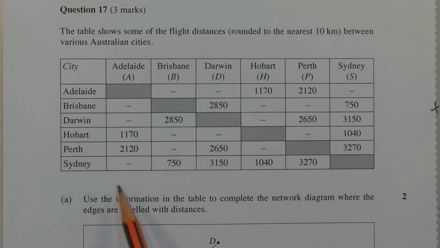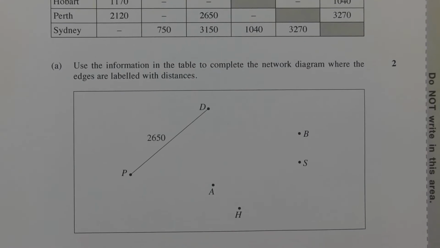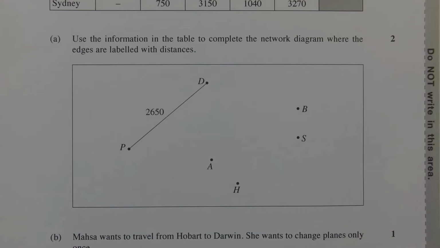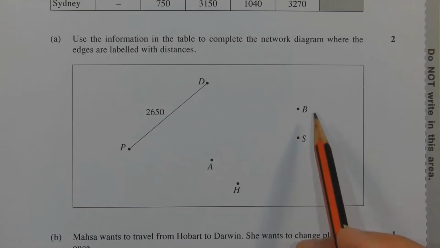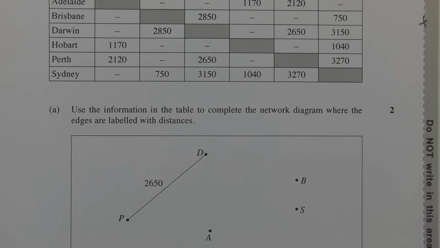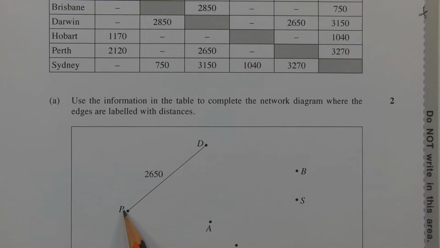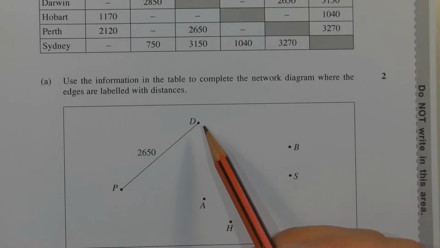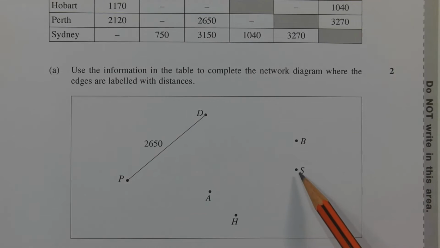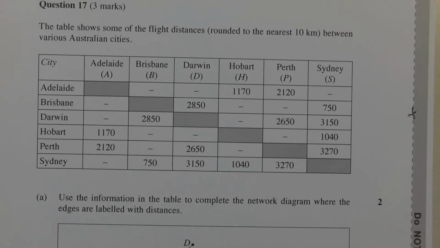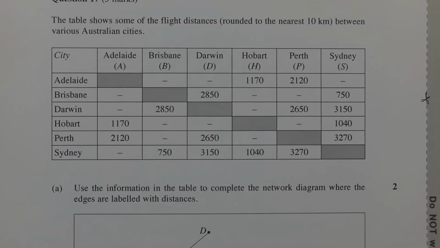Now we can use these values to then complete the network diagram by connecting the relevant vertices. Now each of these vertices represent the capital cities. So for example, P represents Perth, D represents Darwin, B represents Brisbane, S represents Sydney, H represents Hobart, and A represents Adelaide. So going back to the table, first thing I'm going to do is draw in the edges.